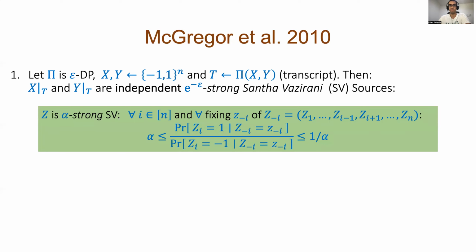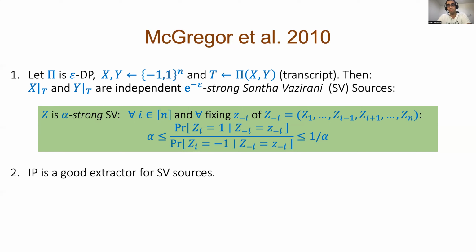What is a strong Santha-Vazirani source? We say that Z is an alpha-strong SV source if for every index i, Z_i is unpredictable conditioned on any fixation of the other coordinates Z minus i. Namely, the probability that Z_i equals 1 is alpha-close to the probability that Z_i equals minus 1. In our case, because the protocol is epsilon-DP, we obtain alpha that equals e to the minus epsilon.